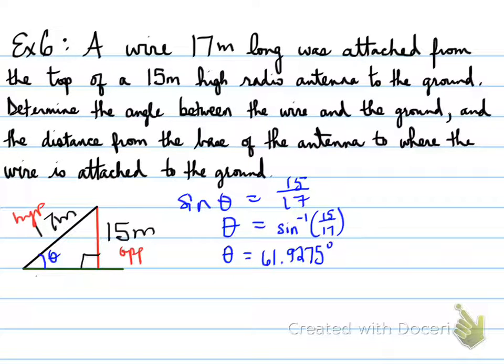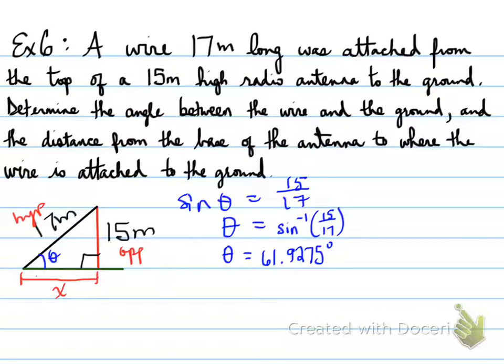And then it says, and the distance from the base of the antenna to where the wire is attached to the ground. Well, where is that? Well, if you look carefully, the distance from where the wire is attached to the ground to the base of the antenna means that we're looking at from here to here. So we need to know, that's right, the measurement from here to here. And we need to know that. So let's call that x.